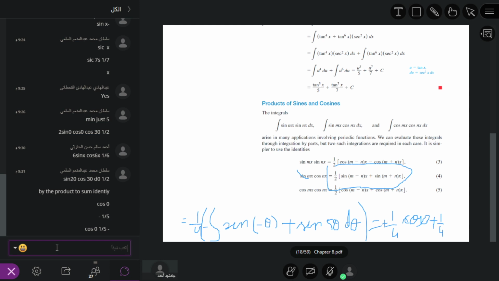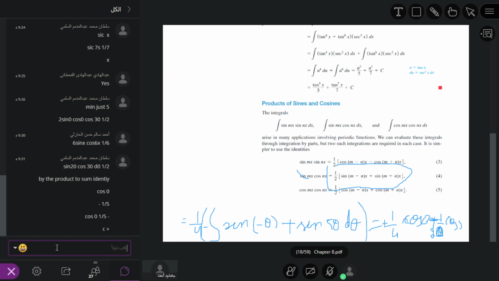Now what is the integral of sine 5 theta? Yes, minus 1 by 5 cosine 5 theta. So thus we get here plus minus. So here we get 4 times 5 is 20. So minus 1 over 20 cosine 5 theta plus constant. This is the solution. And this is the end of our today lecture.